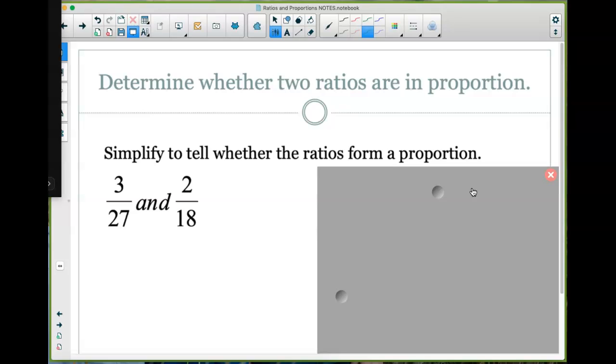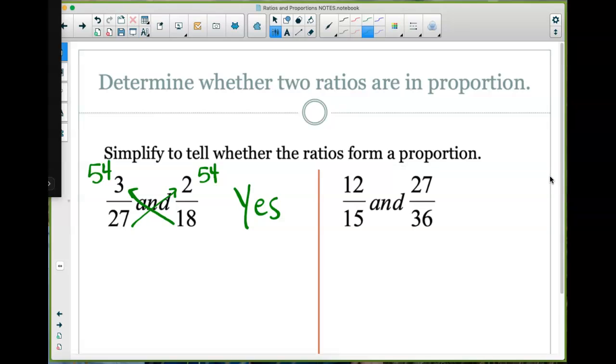Okay, and most everybody is saying, yes, that is a proportion. Okay, and if somebody asked me why, explain why that's a proportion, I would say, well, the cross products are equal. 27 times 2 is 54. 18 times 3 is also 54, so it works. Okay, the cross products are equal, so it's a proportion.